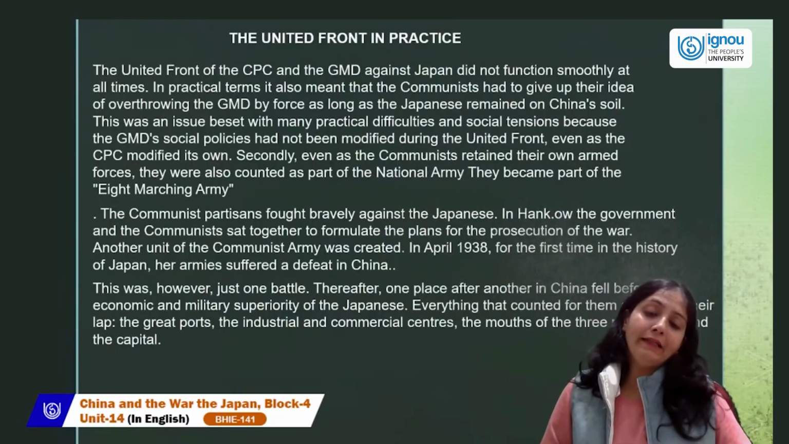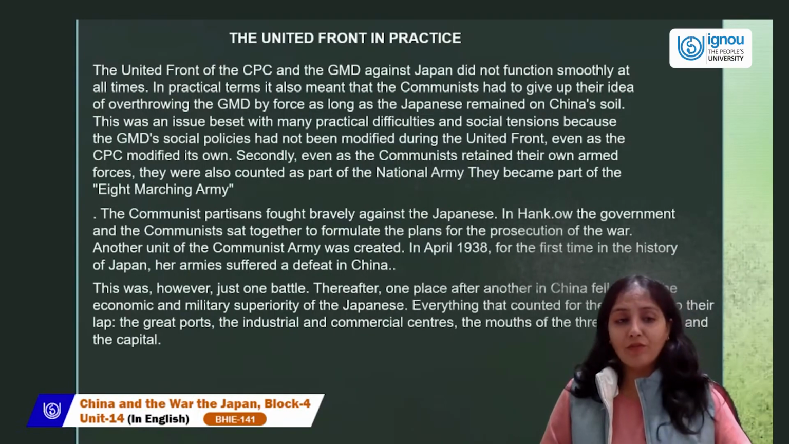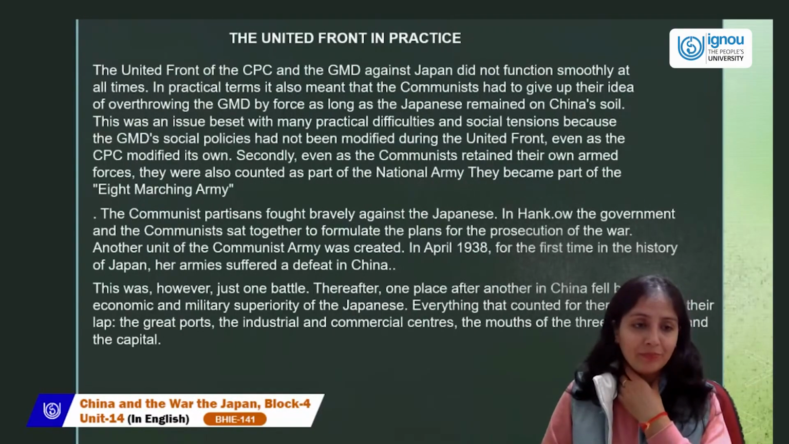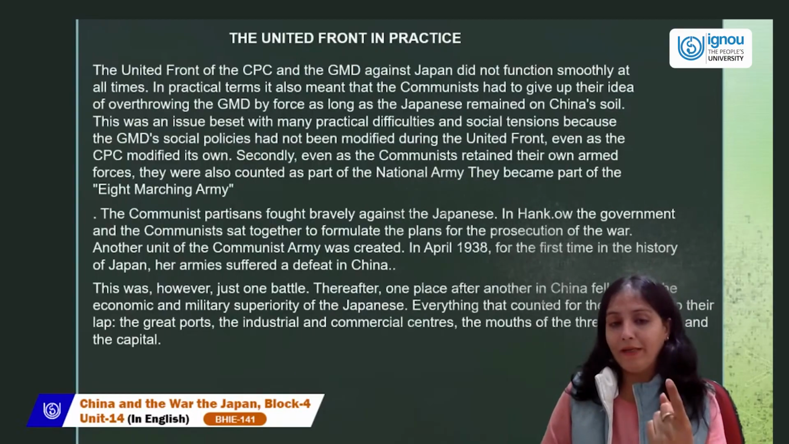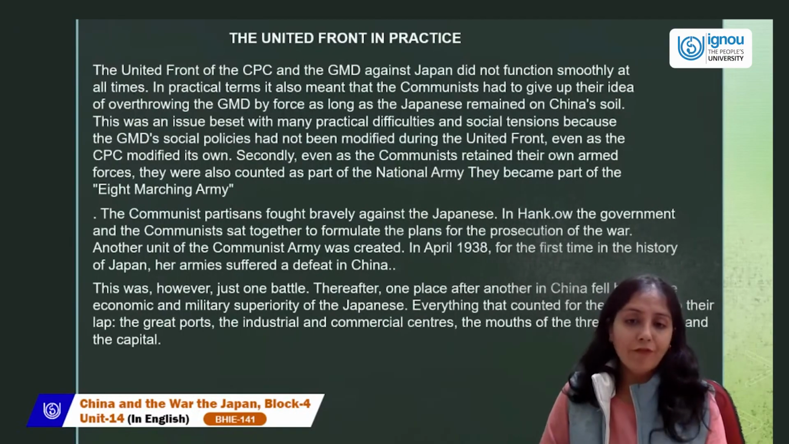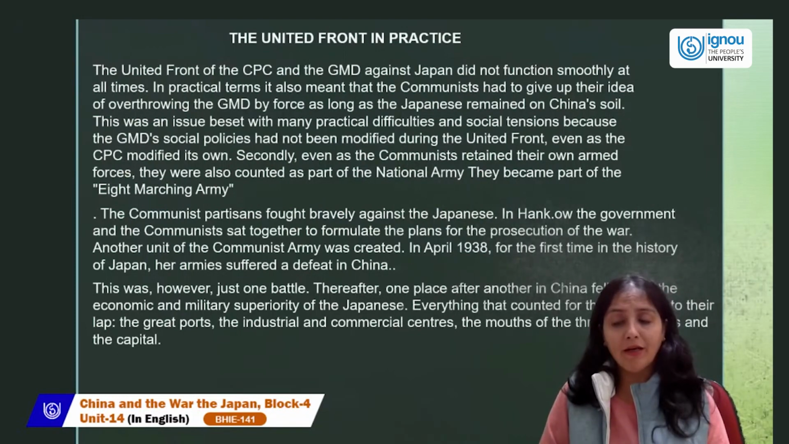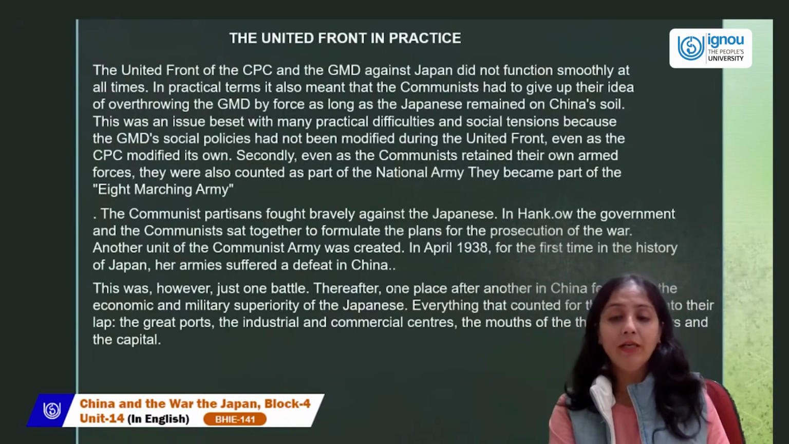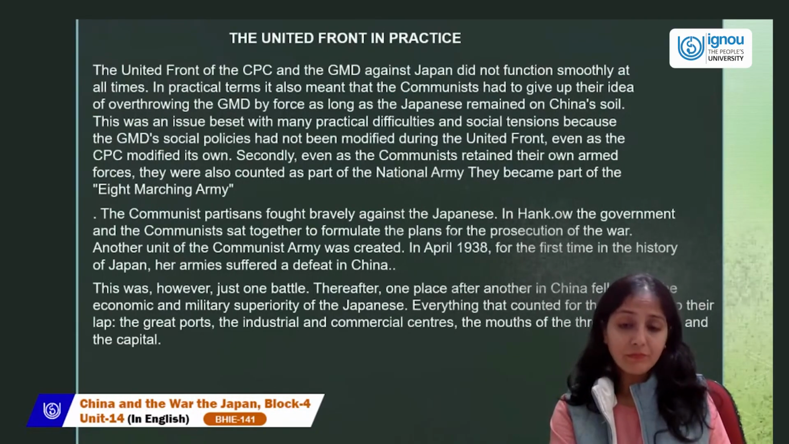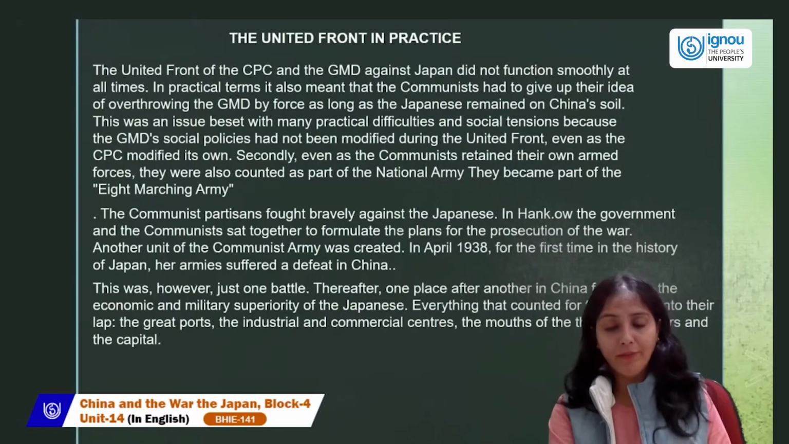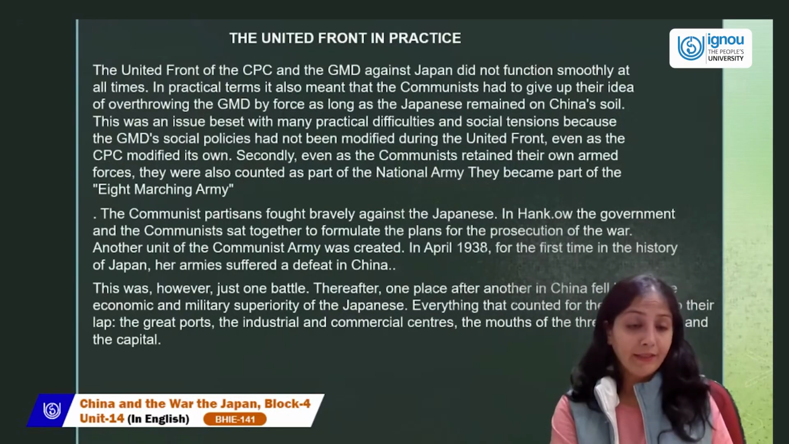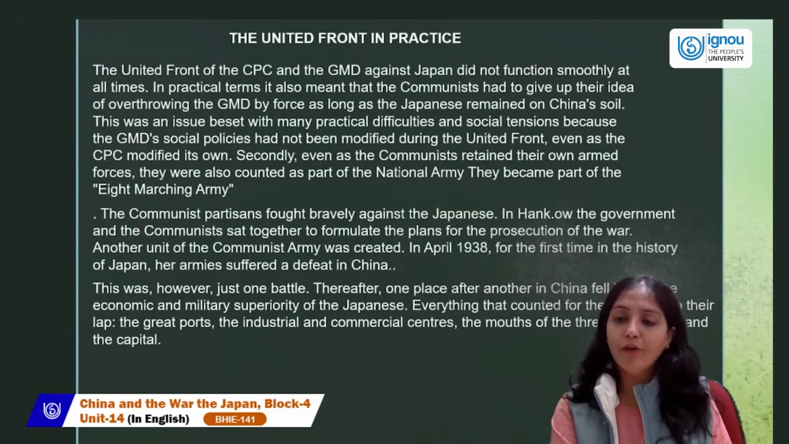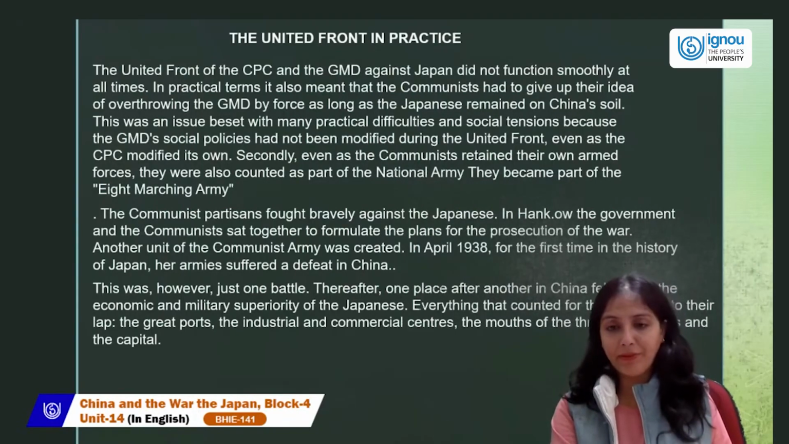In April 1938, for the first time in the history of Japan, her army suffered a defeat in China. First time. This was, however, only one battle. Thereafter, one place after another in China fell before the economic and military superiority of the Japanese. Everything that counted for them came into their lap: the great ports, the industrial and commercial centers, the mouths of three main rivers, and the capital.